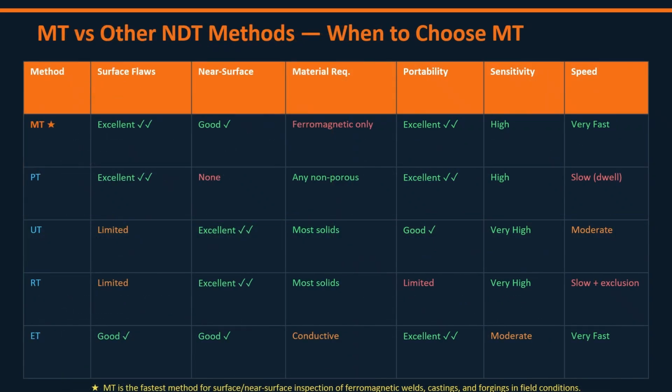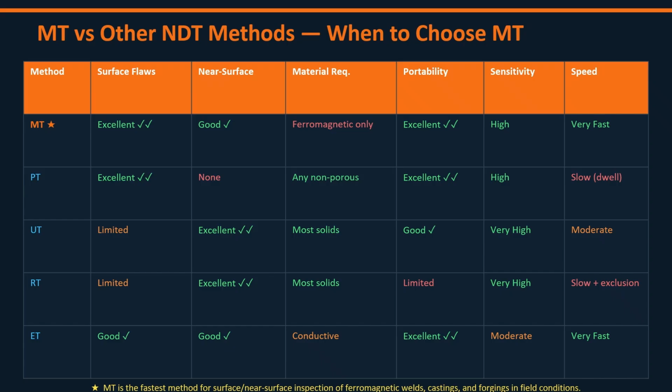Selecting MT over another NDT method should always be based on the inspection objective. MT is particularly strong for surface and near-surface discontinuities in ferromagnetic materials. PT can provide excellent surface sensitivity on many non-porous materials, including non-ferromagnetic alloys, but it does not provide meaningful volumetric or near-surface capability in the same way. Ultrasonic testing is generally stronger for locating and sizing internal or deeper discontinuities. Radiography provides volumetric imaging but brings access, radiation safety, and exclusion zone considerations.